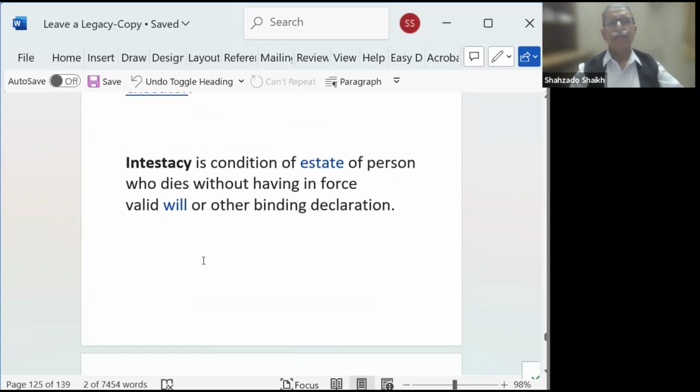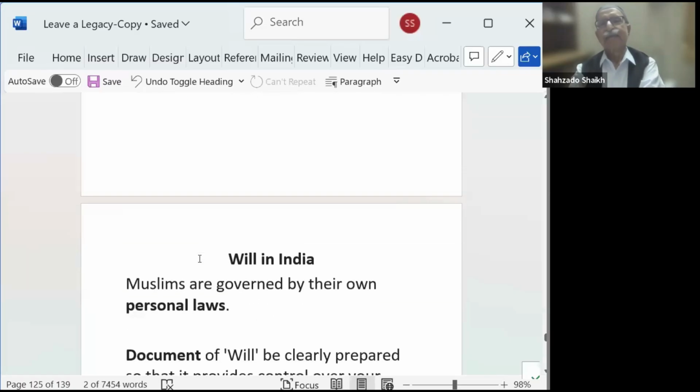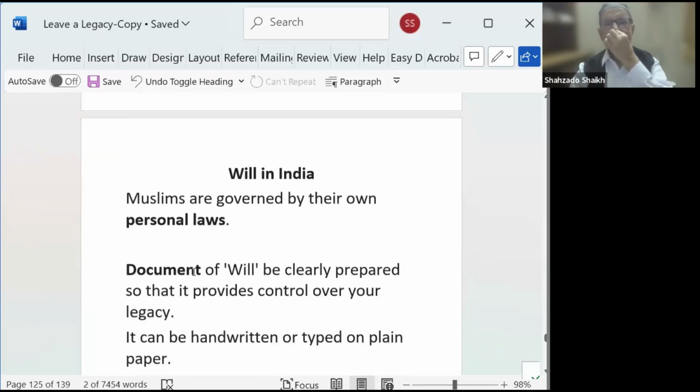Intestacy is a condition of the state of a person who dies without leaving in force a valid will or other binding declaration. And in that case, we had seen that the property, the estate, technical term is estate, will go to the government. Now, since most of the participants are from India and some from Pakistan, I have brought the position from these two countries particularly.